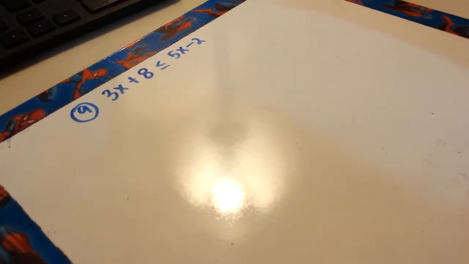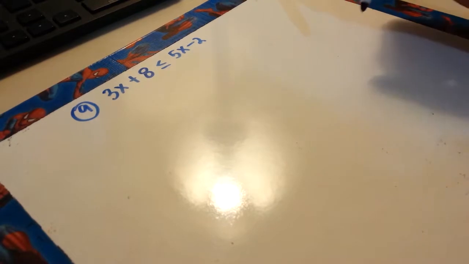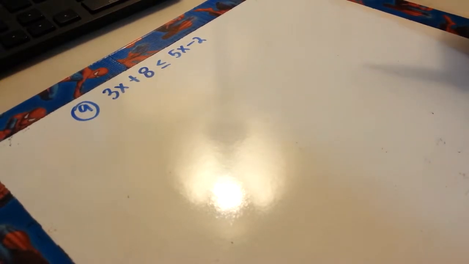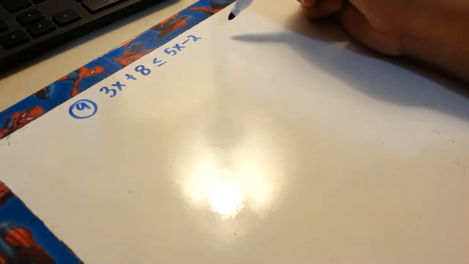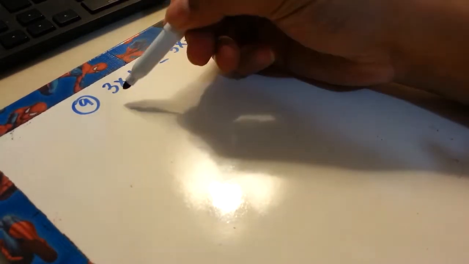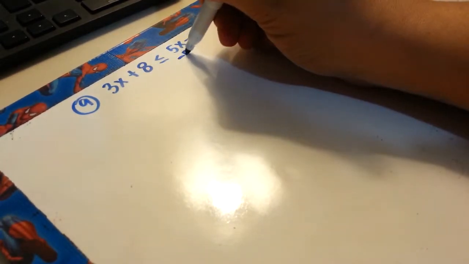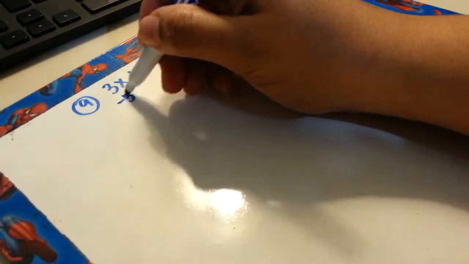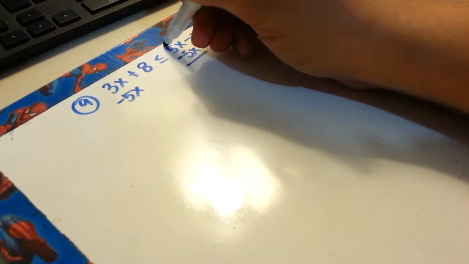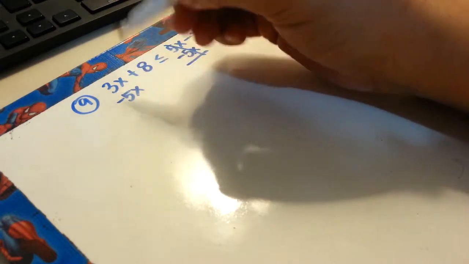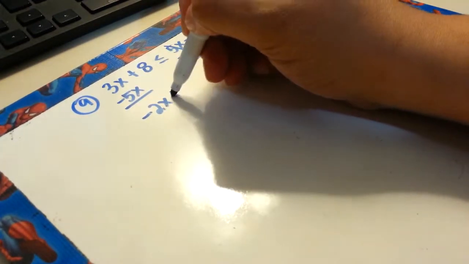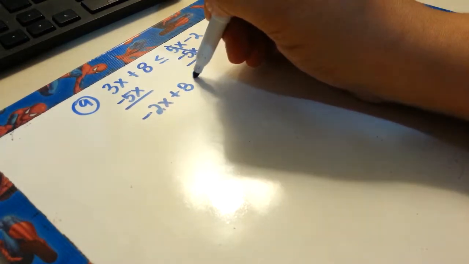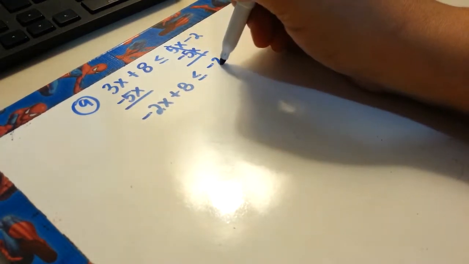Alright, this problem is an inequality, and we have to solve for x, and then we have to sketch it, graph it on the number line. So the first thing is, there's nothing to distribute on either side. And like I said, I like my x's on the left side, so I'm going to bring this 5x over by subtracting it, because it's positive. And 3 minus 5x gives me a negative 2x. I bring down the plus 8. I bring down my inequality sign, and then negative 2.